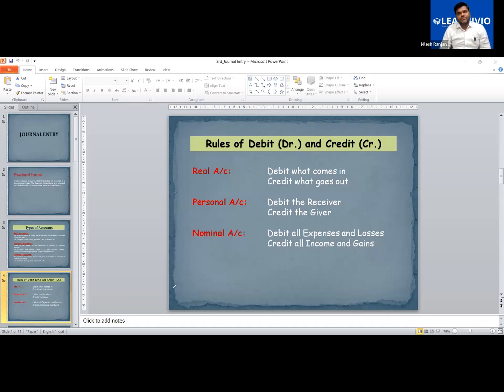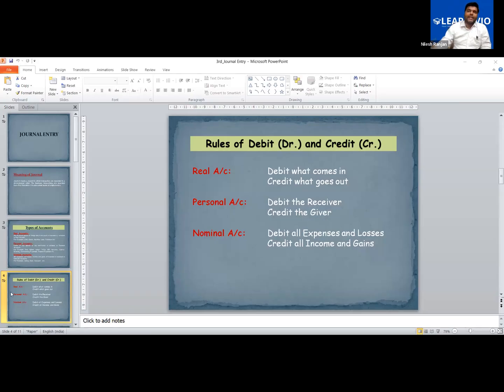Because it is a loss for you. Let's say you have a mobile phone that you purchased for 20,000, and after you have purchased it, after 1 month, the price is 15,000 only. So this is a loss for you. Yes or no? Yes. So if it is a loss, it is a nominal account. And according to nominal account, debit all expenses and losses, means depreciation should be on the debit side.